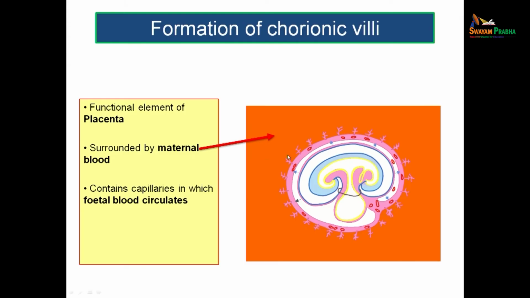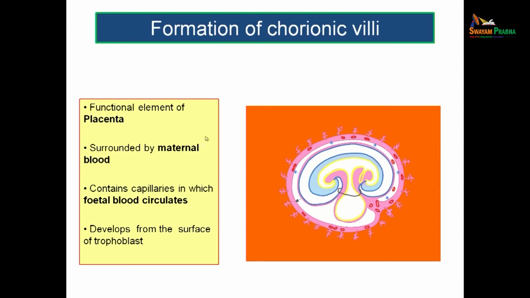So, this is surrounded by the maternal blood, and it contains capillaries in which you have the fetal blood circulating. So, the maternal blood and fetal blood are not in direct contact. You have the maternal blood surrounding the villi, but the fetal capillaries are within the villi. So, they are not coming in direct contact between the maternal and fetal blood.